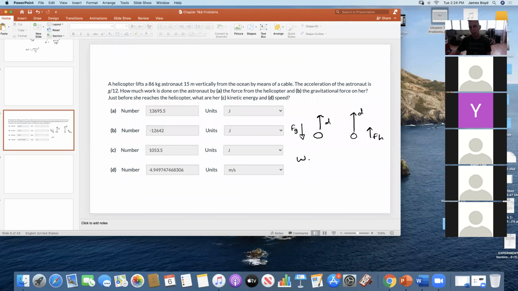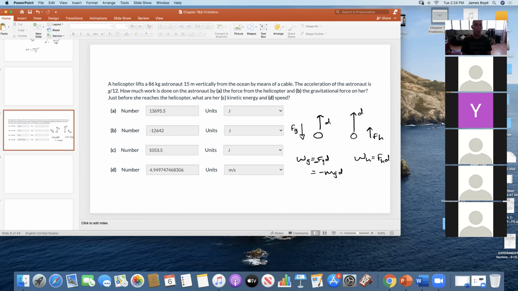So the work done by gravity is the force of gravity times d, and it is negative. They are 180 degrees off. F dot d is f d cos theta, where theta is the angle between these. That angle is 180 degrees, which means this is negative. Okay, that means this is negative mgd. The work done by the helicopter is F_H times d, however far it lifted. Positive because they're in the same direction. So now we need to figure out what these are.